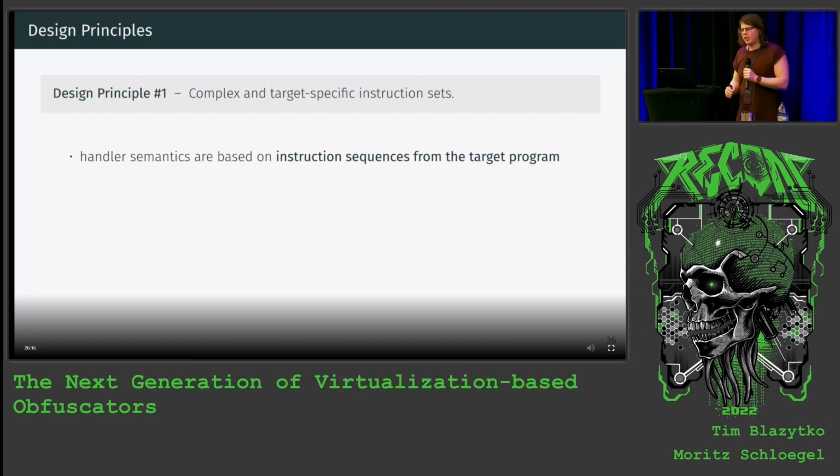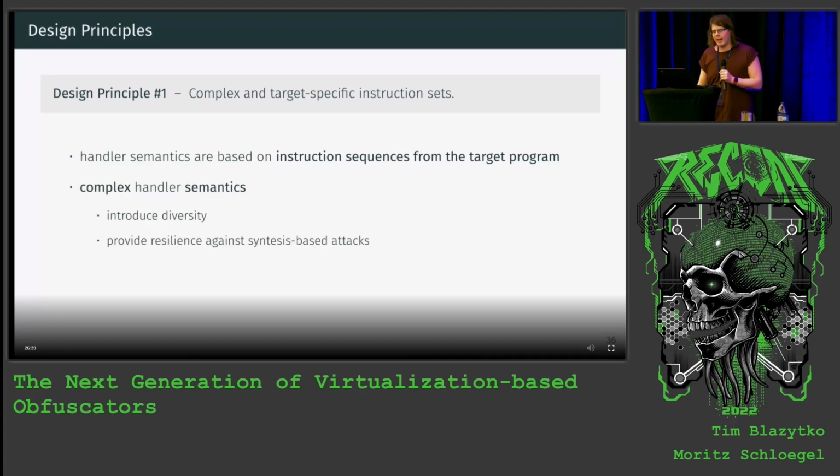In other words, we generate handler semantics based on instruction sequences from the original target program. It doesn't matter if it's a basic block, a partial basic block, a whole function, or stuff like that, we take arbitrary sequences from a semantic level and put them into dedicated handlers. And we don't only do this for an addition or stuff like that, we do it in a way such that they are really, really complex. Complex means they do a longer sequence of semantics, such that we first have a lot of diversity, and second, they are complex enough from a semantic point of view that they provide resilience against synthesis-based attacks.